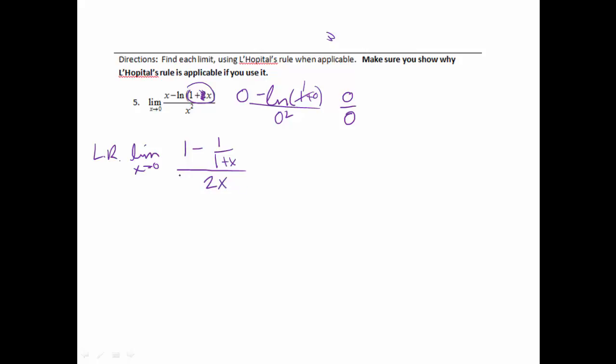All right, and so let's go ahead and try to plug in 0 again. If I plug in 0, 1 plus 0 would give me 1. So I'm going to have 1 minus 1, which is 0. And then in the denominator, I'm also going to have 0. So once again, I get to use L'Hopital's rule.